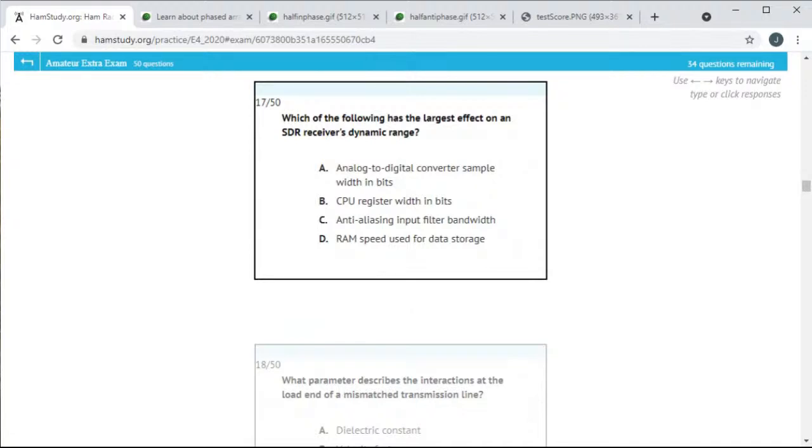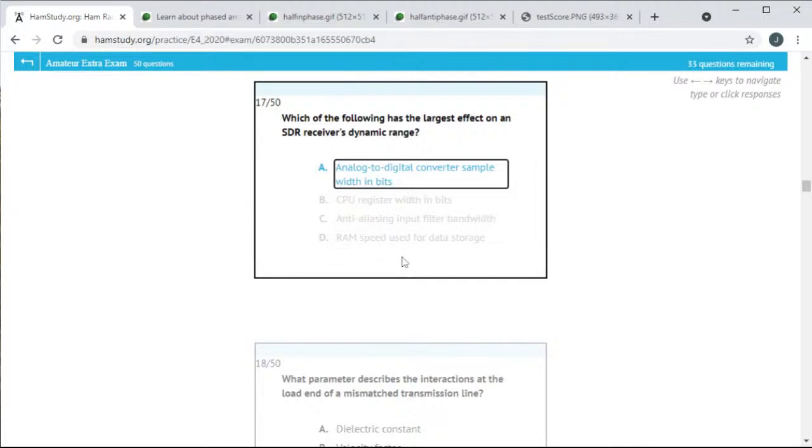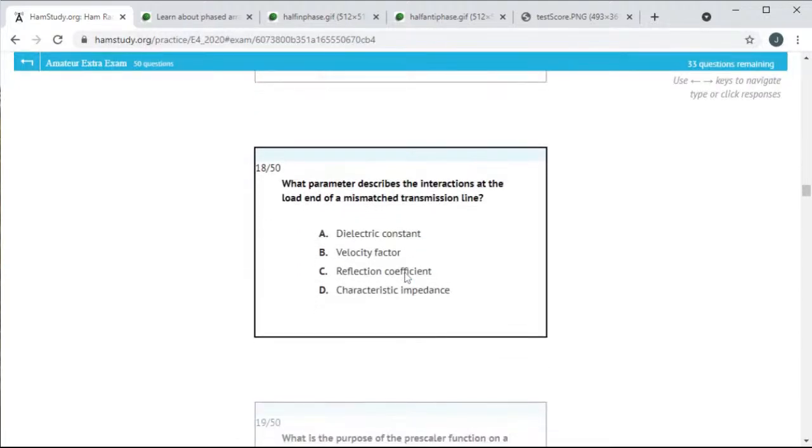Next question. Which of the following has the largest effect on an SDR receiver's dynamic range? A, analog to digital converter sample width in bits. B, CPU register width in bits. C, anti-aliasing input filter bandwidth. D, RAM speed used for data storage. And I am going to go with A, analog to digital converter sample width in bits.